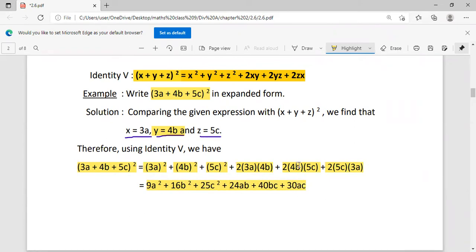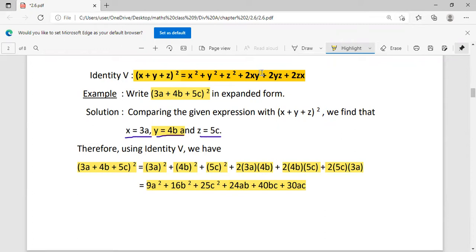Am I clear? Do you follow this question? Yes, sir. Now, how are we using identity 5 to expand this identity? Usually this identity is very easy because it is the only identity having 3 terms, so you won't get confused with other identities. Fine. So just learn this and apply these identities directly.